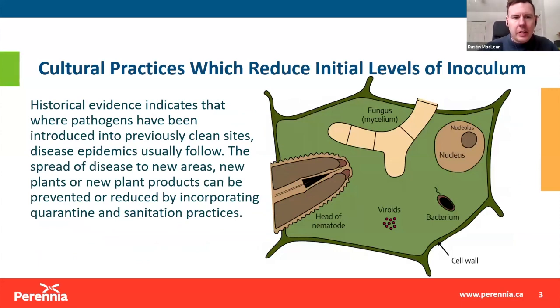Historical evidence indicates that where pathogens have been introduced into previously clean sites, disease epidemics usually follow shortly after. The spread of disease to new areas, new plants, or new plant products can be prevented or reduced by incorporating quarantine and sanitation practices.